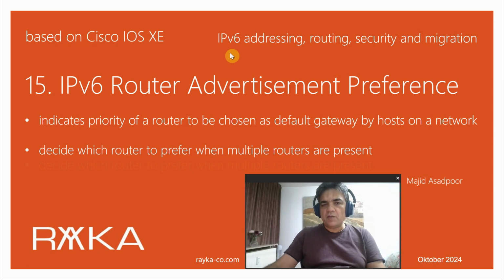Welcome to another video of the IPv6 course. In this section, I'm going to discuss and demonstrate IPv6 router advertisement preference, another application of the router advertisement message in Neighbor Discovery Protocol, which indicates the priority of a router to be chosen as default gateway when there is more than one gateway in a single subnet.